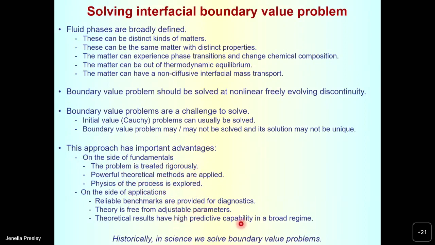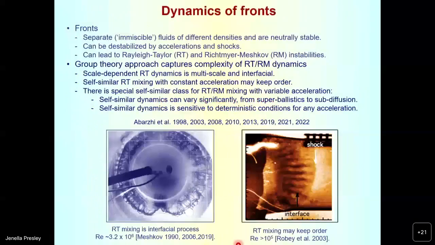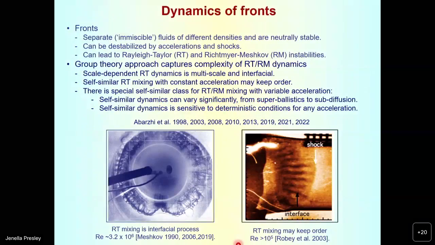What is good in terms of application is that we may identify reliable benchmarks for diagnostics, and these theoretical approaches are usually free from adjustable parameters because we do count all the fluxes on all the sides. And the theoretical results, as a result, might have a high predictive probability in a broad parameter regime. In general, historically, whenever we have a big success in the history of science, we talk about the solution of a boundary value problem. So I will probably be skipping the dynamics of fronts here.